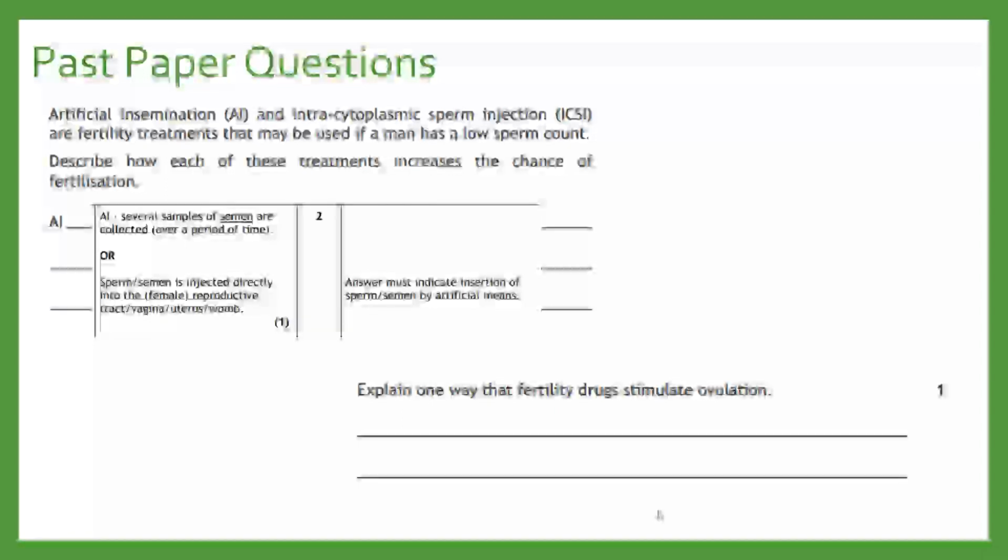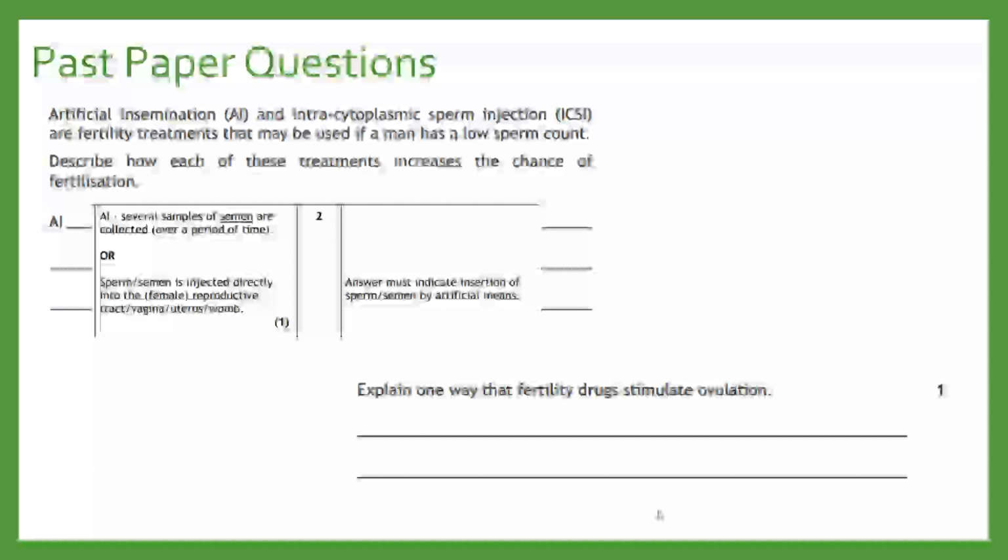Either you can say several samples of semen are collected. So semen is underlined there because you have to specify what the samples contain. Or alternatively, you could mention that the sperm or the semen is injected directly into the female reproductive tract, vagina, uterus, womb. But if you are going with the insertion route, then you must indicate that that means of insertion is artificial, i.e., not through sexual reproduction.